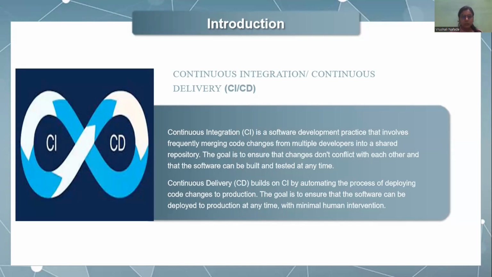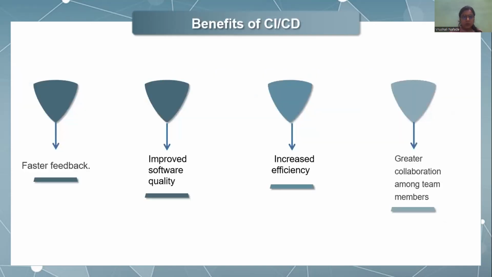software can be deployed to production at any time with minimum human intervention. Some of the benefits are that it gives faster feedback, it helps in improving the software quality, it increases the efficiency of the software, and it also reduces errors and confusion.